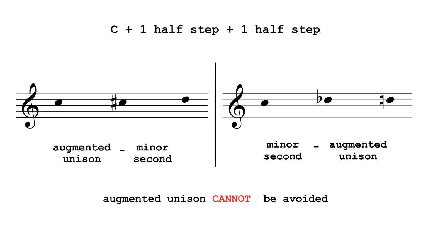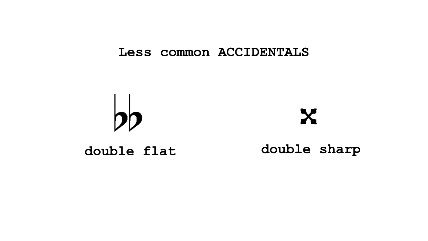But what if you want to move 2 consecutive ascending half steps from C? Then either you call C sharp or D flat the note in between, you cannot avoid having a melodic augmented unison interval. Less common accidentals are double sharp and double flat. Don't think they're useless. In certain contexts, to keep the consecutive sequence of note names, they are needed.